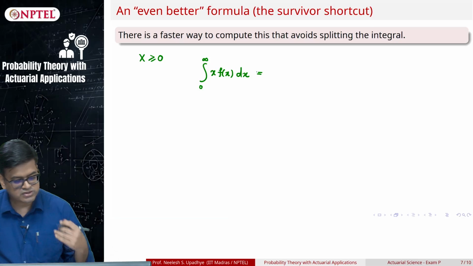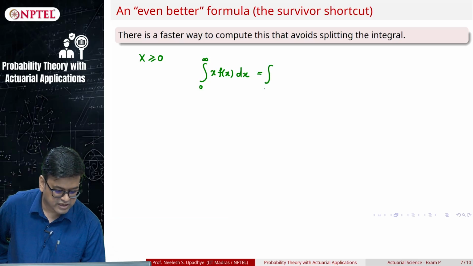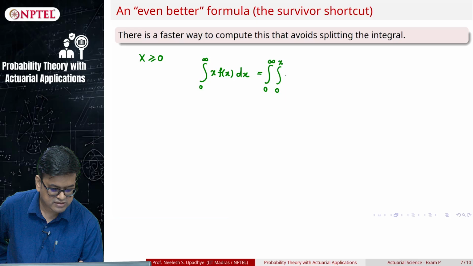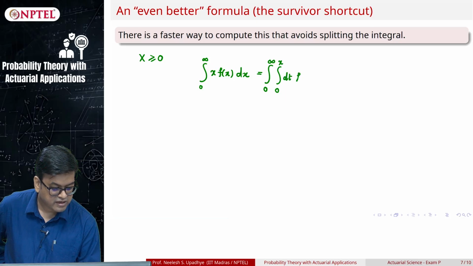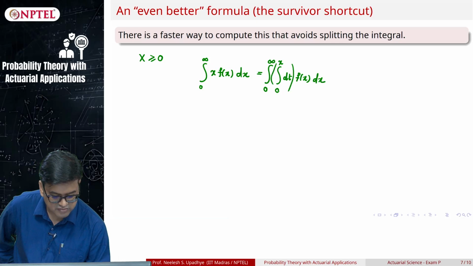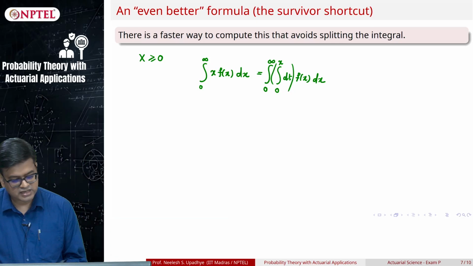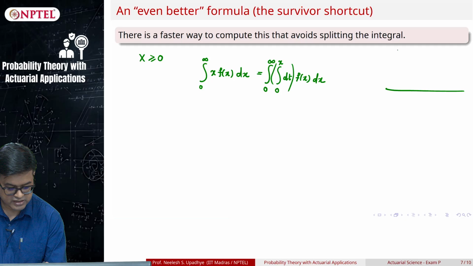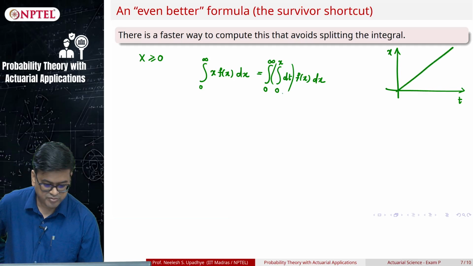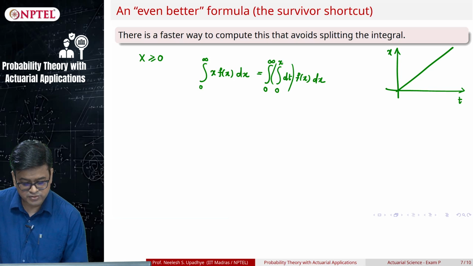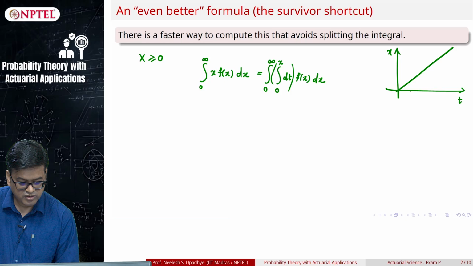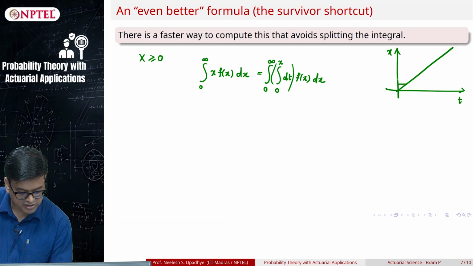I can use my knowledge of calculus and write this as the integral from 0 to infinity of the integral from 0 to x of dt, times fx dx. So, looking at this version, which is the integral 0 to x dt, I can look at it this way: this is t, this is x, then this is the line t equal to x. If I am covering the integral 0 to x in dt, what does it mean? Where am I? I am here.